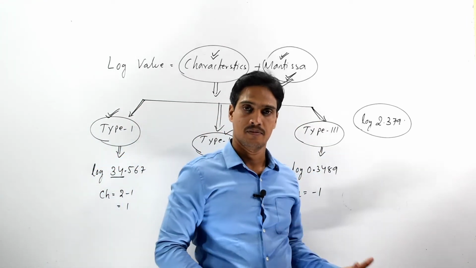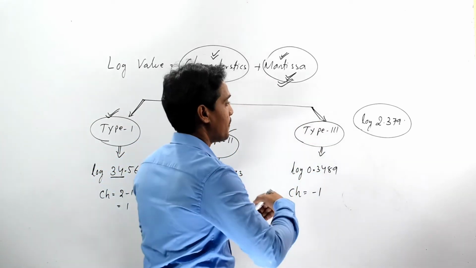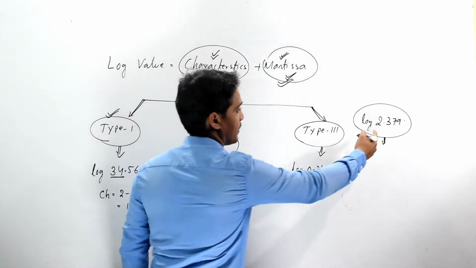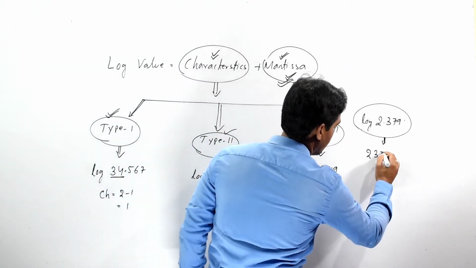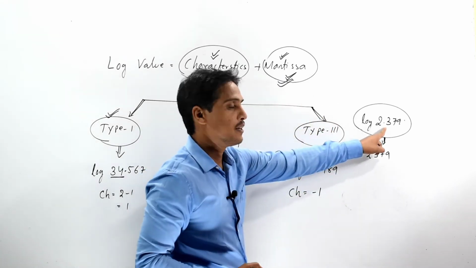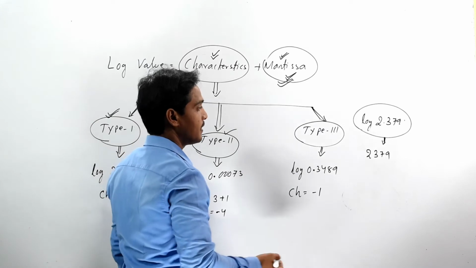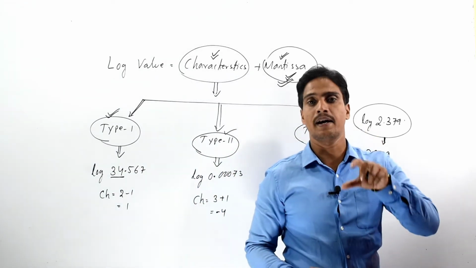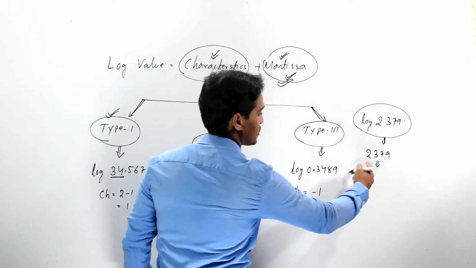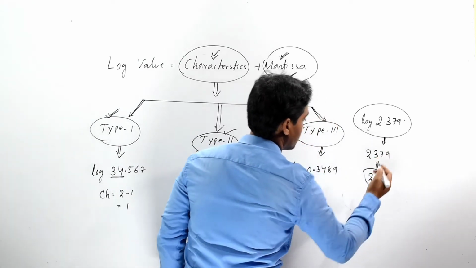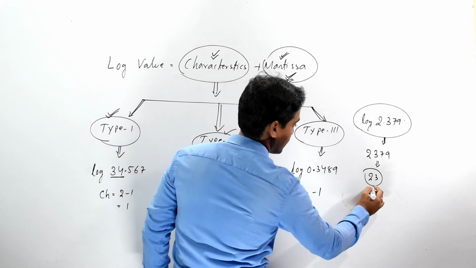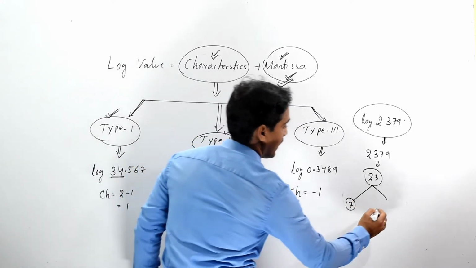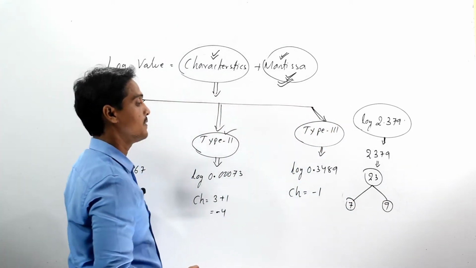So in case of Mantissa calculation, our first step is we should ignore the decimal point. So our number should be 2379. Here we ignore the decimal point. Then our next step is take the number which is formed by taking first two digits, that is our 23, and then read the value of next two digits, that is 7, and the next digit is 9.